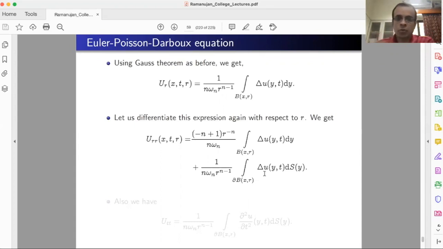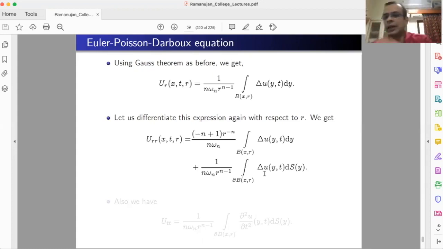So I want to emphasize, how do you actually go about proving this? You write B of x comma r in terms of polar coordinates. So I get the integral from 0 to r. Let's consider s as the variable of integration that runs from 0 to r. Then I consider the integral over S n minus 1. Now the Jacobian of the transformation is going to be s to the n minus 1 dS of theta. And then I have Laplace u of, now instead of y, I need to substitute x plus s theta.